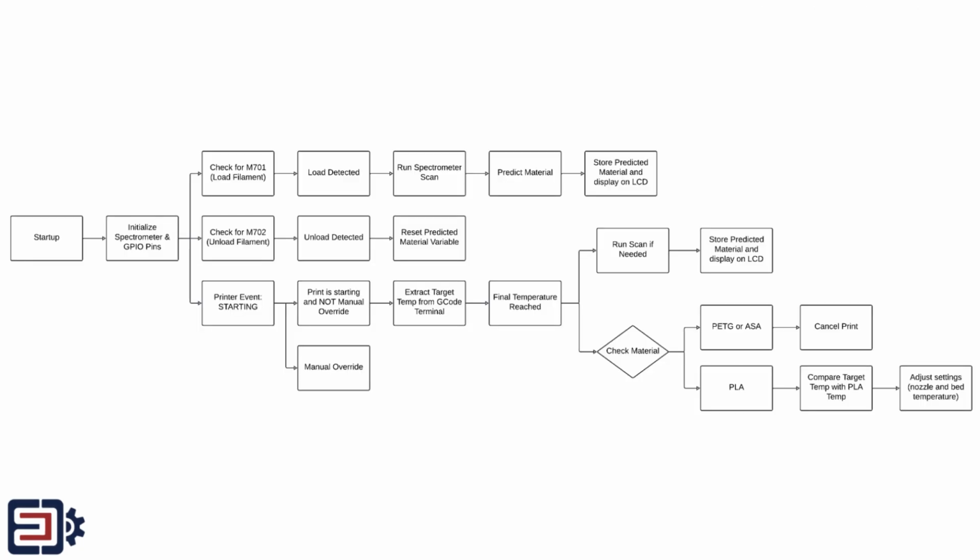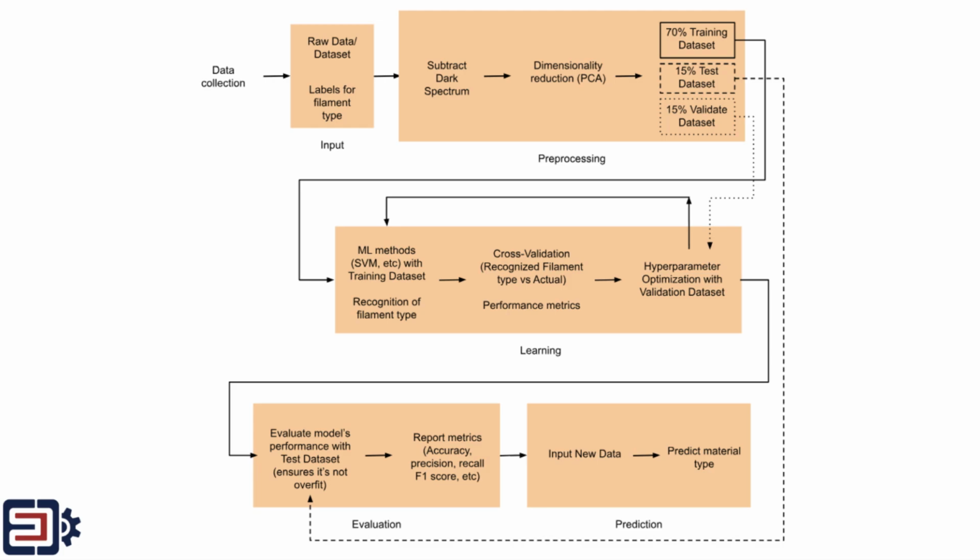Here we have a picture of our process flow diagram to highlight the main state changes within our system. Our final software component is a machine learning algorithm that allows our system to identify the filament that's currently loaded into the machine. Our algorithm leverages principal component analysis, PCA, for dimensionality and variance reduction, and a support vector machine, SVM, for precise categorization. This roadmap highlights the four main phases of our identification process.